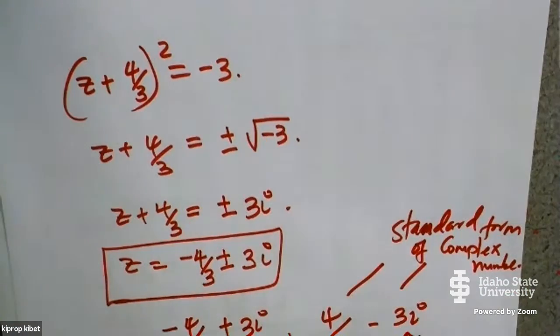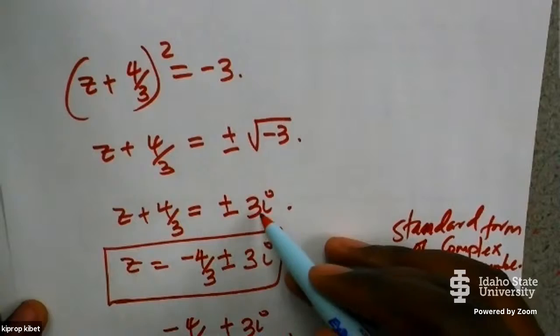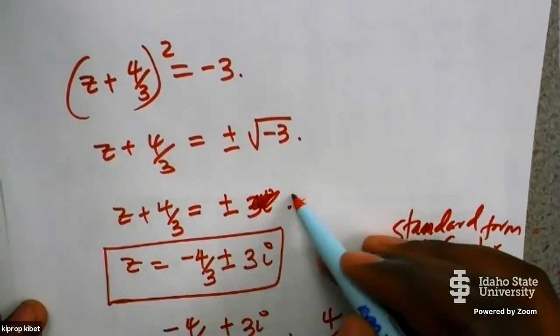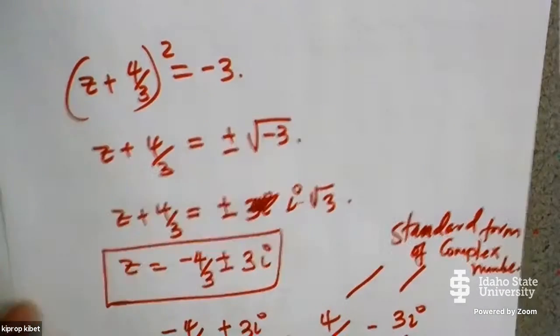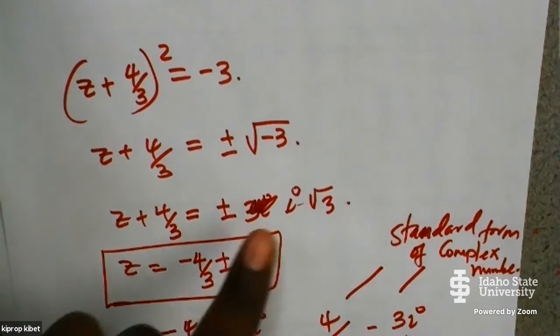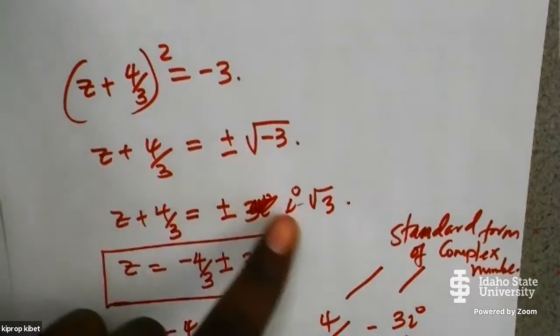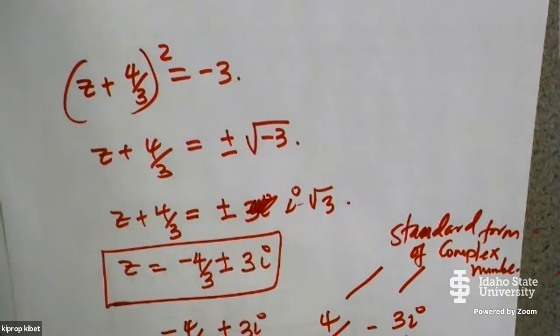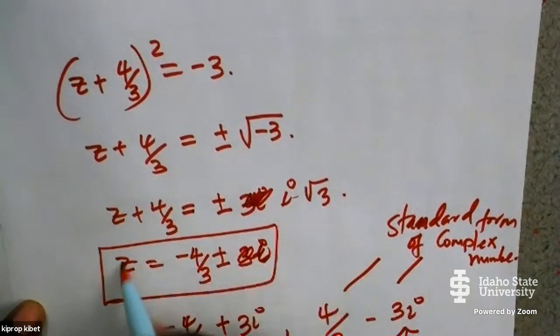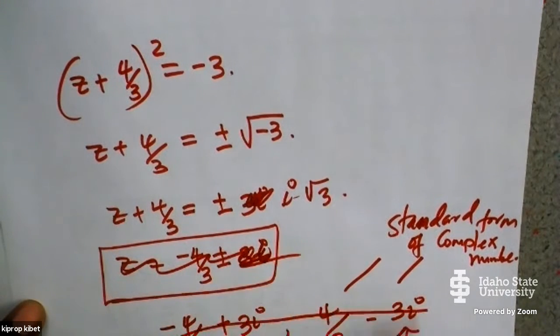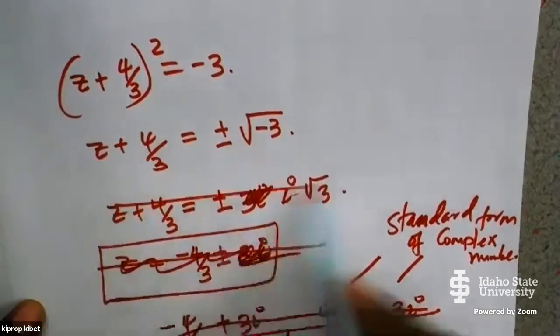Oh, I made a mistake. I don't know why you did not tell me. So this is i, the square root of what? 3. So this is i, the square root of 3. Okay? Yes, you need to correct that. So this is i. This one is 4.